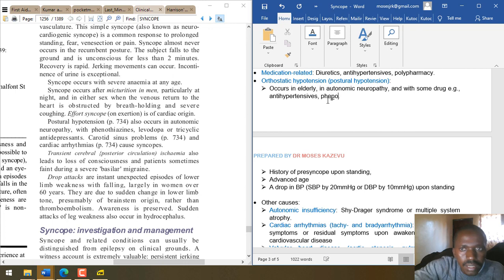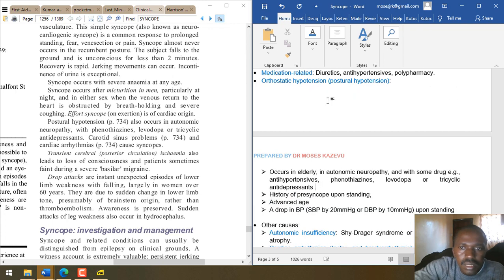Phenothiazines, levodopa, or tricyclic antidepressants. Carotid problems and cardiac arrhythmias cause syncope. Okay, we've done that.